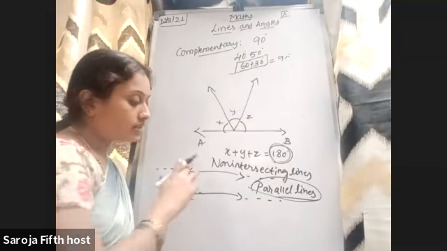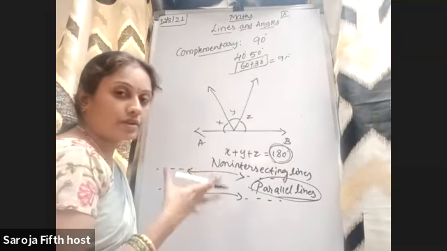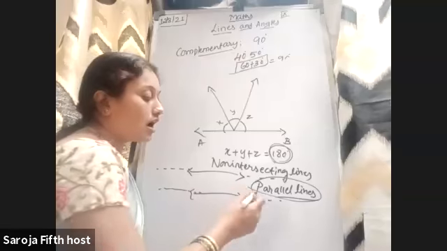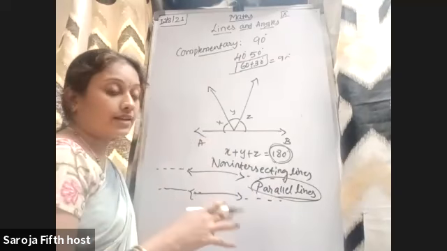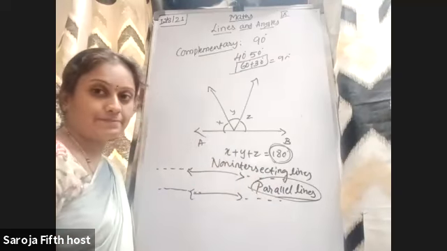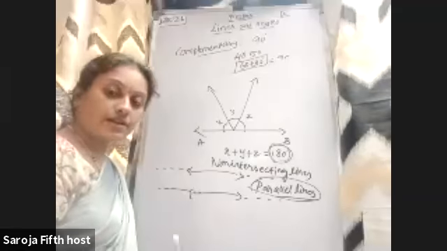Why are these called non-intersecting? Because they will never meet each other. And the name for the non-intersecting lines is parallel lines. Parallel lines. Is it clear?